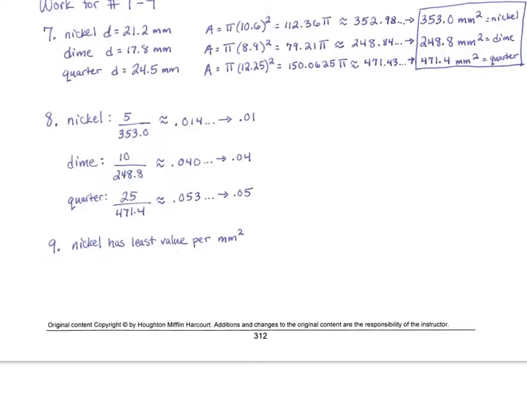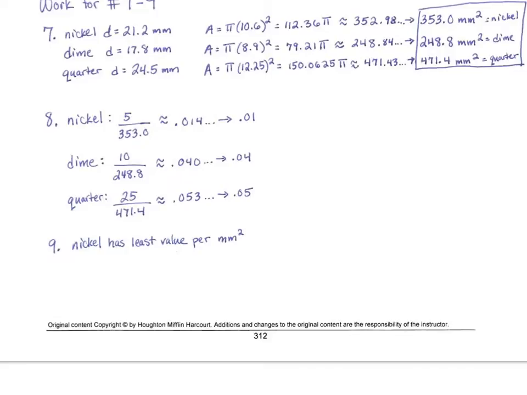And what we want to see is which one of these has the largest value per unit of area, which is the square millimeter. 5 divided by 353.0, the value we came up with in number 7, gives us one more extra decimal point past where I need to round, would be 0.014, so that's going to stay at 0.01. The dime is going to be 10 cents divided by the 24.8 area value we found in number 7, and that's going to be 0.040, and we're going to round that to 0.04.